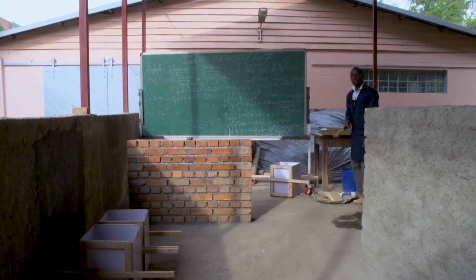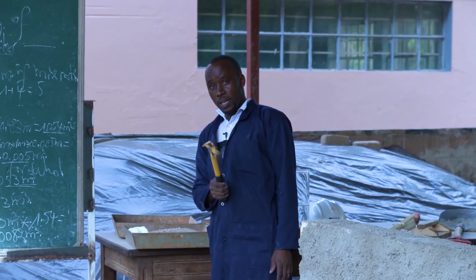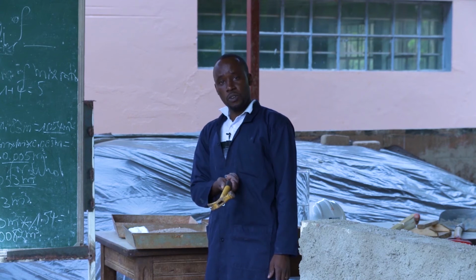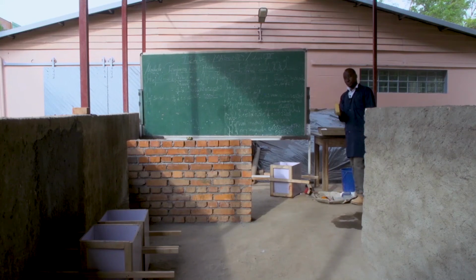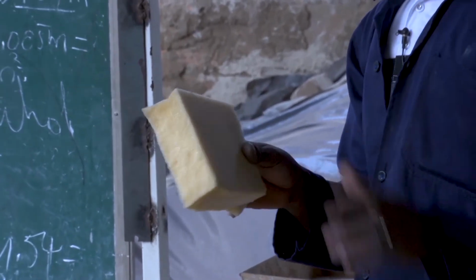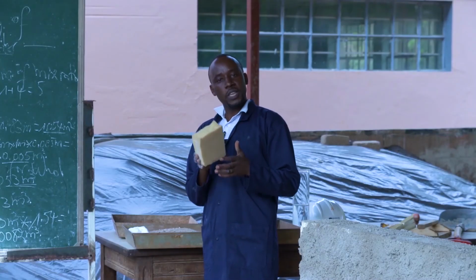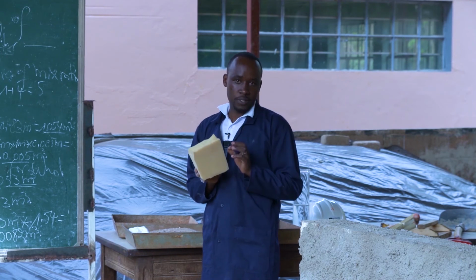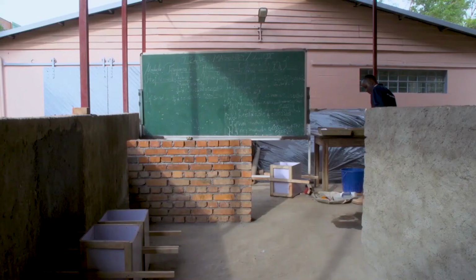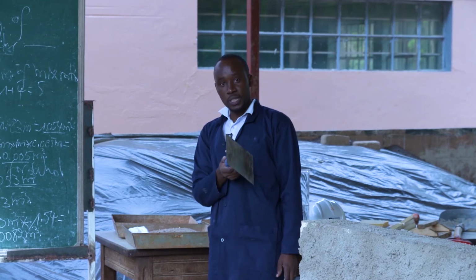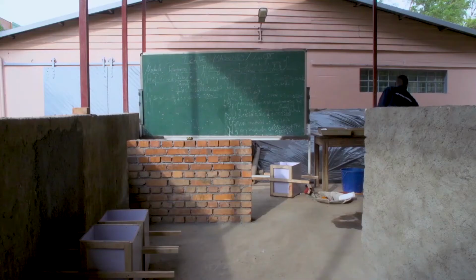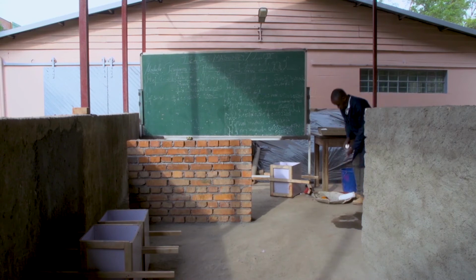Then here we have a claw hammer. This is used for fixing the nails or removing the nails. Here we have a sponge. It is used for smoothing the area where we need a straight, smooth surface. Then we have a steel float. This is used for smoothing the plastered area. Then we have a plumb bob. This is used for checking the verticality.